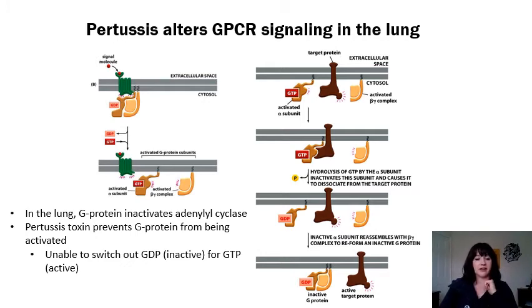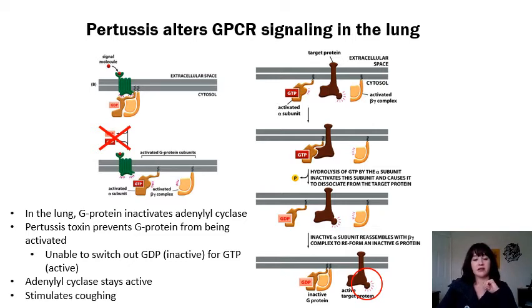However, the pertussis toxin prevents the G protein from being activated. What it does is it affects the alpha subunit here, and so it is unable to switch out GDP for GTP. So what does that mean for that alpha subunit? It means that this protein is going to be inactive, all right? It cannot travel over to this target protein because it's inactive. And in this case, that means that the target protein is just going to stay active for a very long time. And in the lung, that is not a good thing. So active adenylyl cyclase in the lung will stimulate coughing.